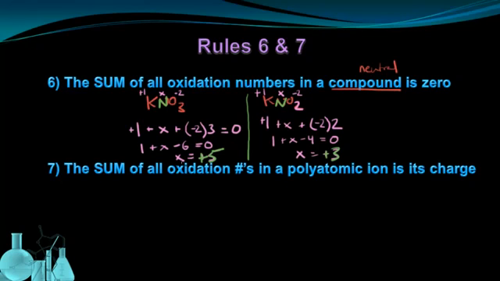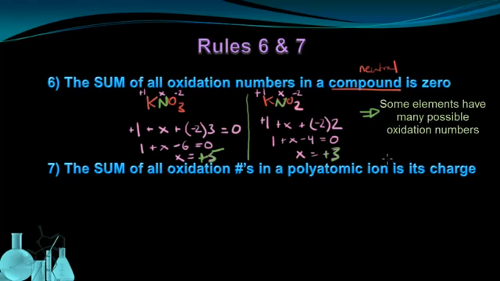And I was able to figure out both of these by using this rule, that the sum of all the oxidation numbers has to equal 0. And this also shows us something important, that some elements have multiple possible oxidation numbers. And so really the only way for us to find out the oxidation numbers for things like nitrogen or other elements that have multiple possible oxidation numbers is by looking at them in a compound, using our other rules, and then setting the whole thing equal to 0.